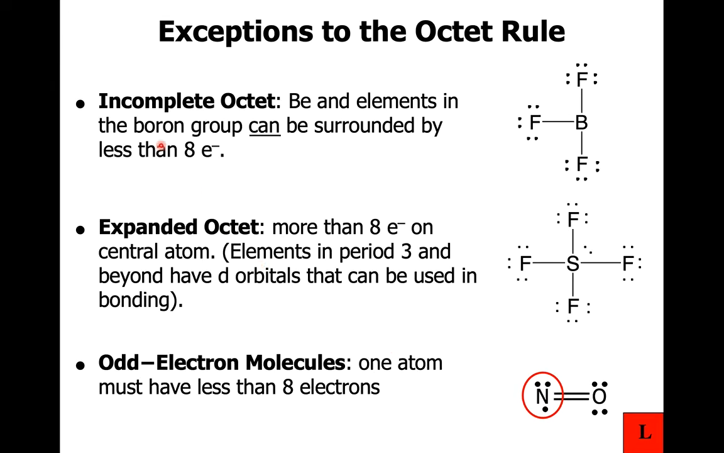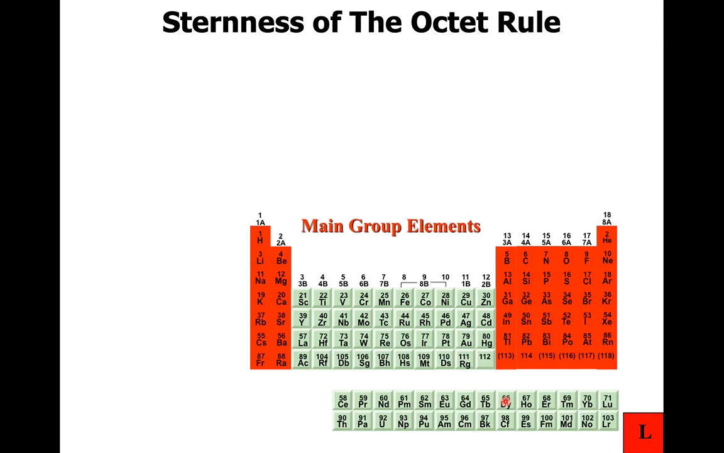So here's all these together. Incomplete octet, something that is in either the beryllium or boron column, can get away with having 6 electrons, or 4 in the case of beryllium. Expanded octet can get away with having more than 8. So it can have 8, 10, or 12 electrons around the central atom. And then we also have odd electron molecules. We have an odd number of electrons total. There's no way that each atom in the structure can have an even number. And so it's just the way it is.